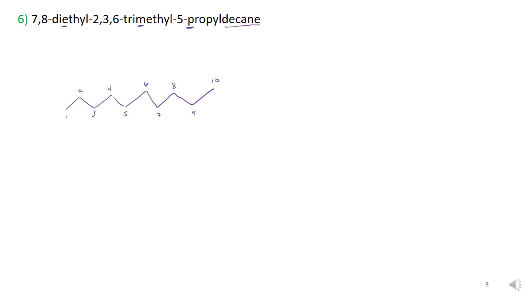All right, 5-propyl. Propyl is a group of 3 carbons in a row. So here on position 5, we're going to go 1, 2, 3. Then we've got 2,3,6-trimethyl. So on 2, we're going to draw a methyl. On 3, we're going to draw a methyl. And on 6, we're going to draw a methyl. And then 7,8-diethyl. So on position 7, we're going to draw an ethyl. And on position 8, we're going to draw an ethyl. You should also be able to draw this in the full structure, but of course we'd have to put a lot more hydrogens on there.